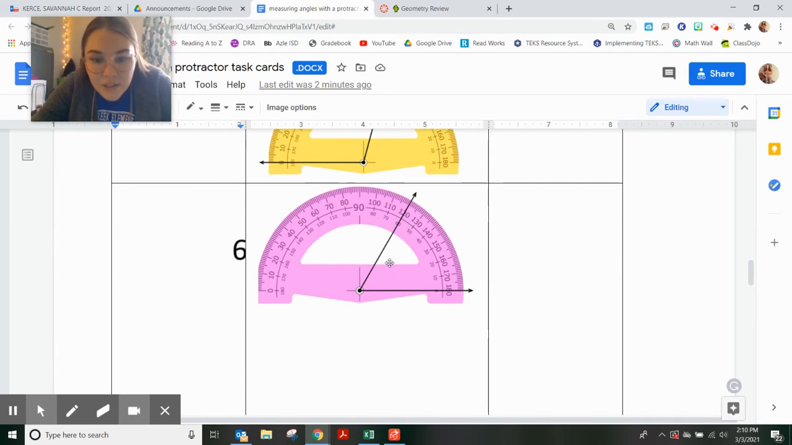All right, let's do this one. I see it's an acute angle, so that means I need to use the smaller numbers because it's less than 90 degrees. And this is right at that 60 degree mark. Did you get 60 degrees?